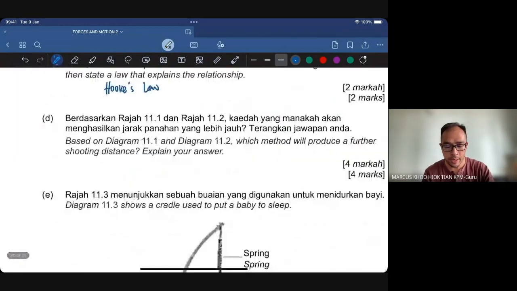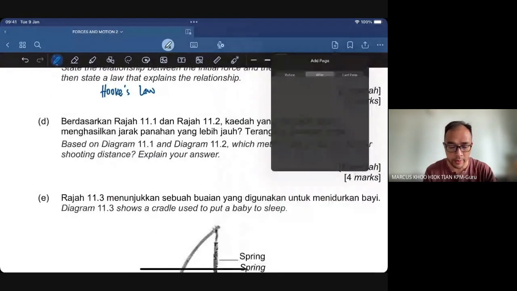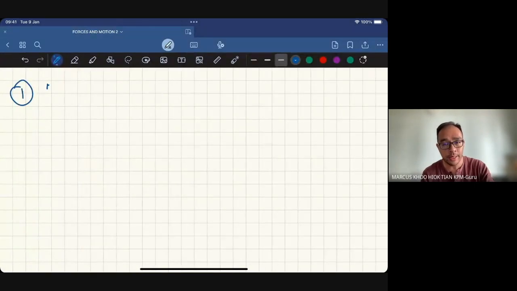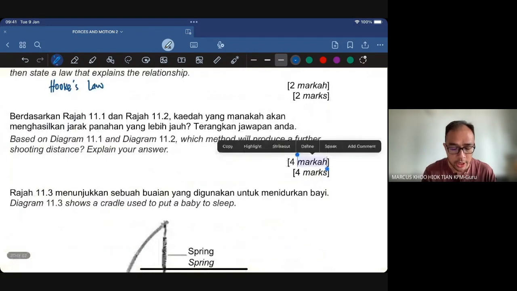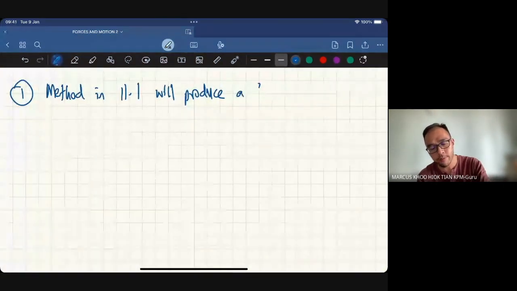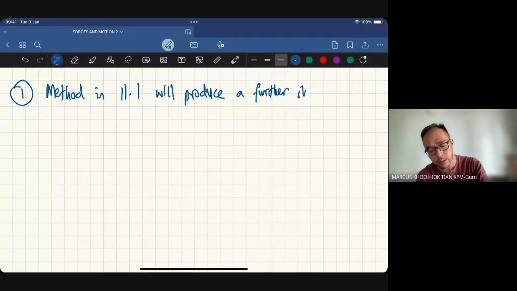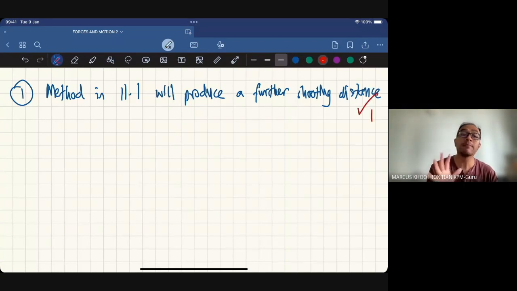Okay, I don't have space over here, so let me write down. Point number 1, method in 11.1 will, what's the question? Produce a further shooting distance. This is mark number 1. Don't miss this mark. Even if you don't know what's happening, don't miss it because it's a very simple mark. Method 11.1 will produce a further shooting distance.